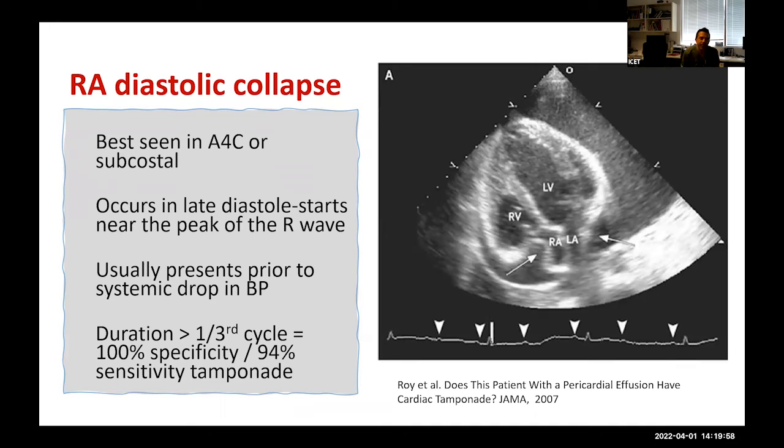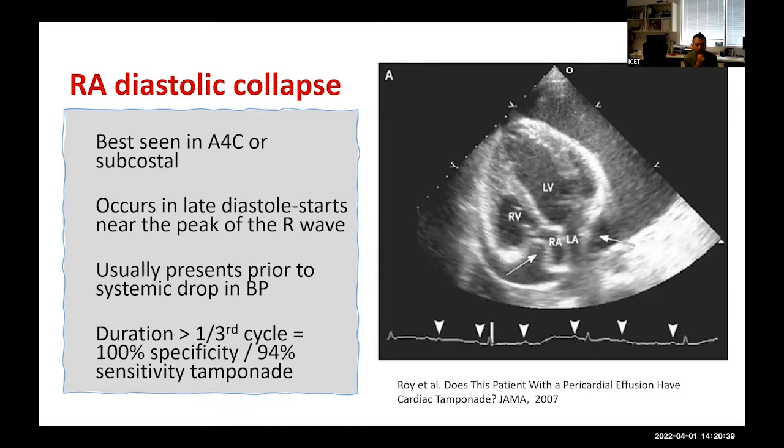So RA diastolic collapse is best seen in your apical four-chamber or subcostal view. It actually starts appearing first in late diastole near the peak of the R wave. This is because this is when the volume is minimal during the atrial relaxation phase and the pericardial pressure is maximal. And the right atrium will stay indented until enough filling has occurred during ventricular systole to increase its pressure above that of the pericardial pressure.